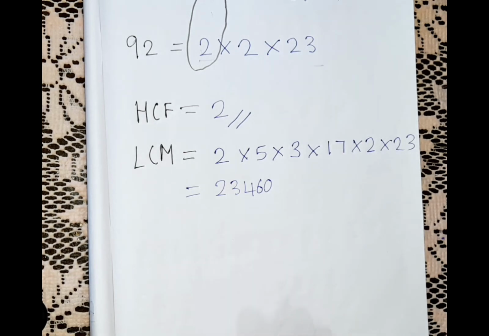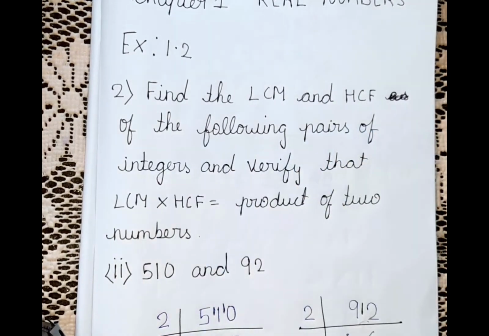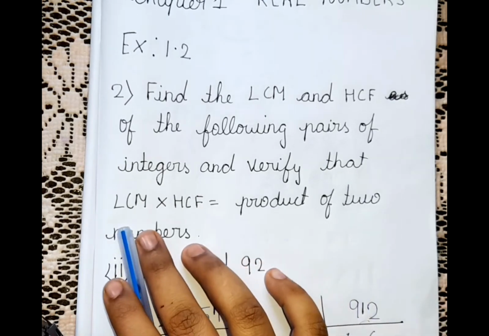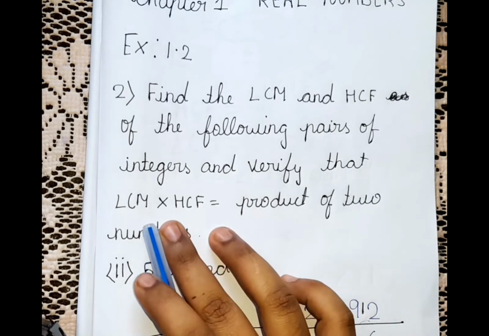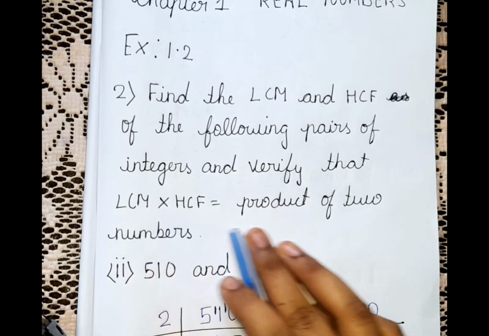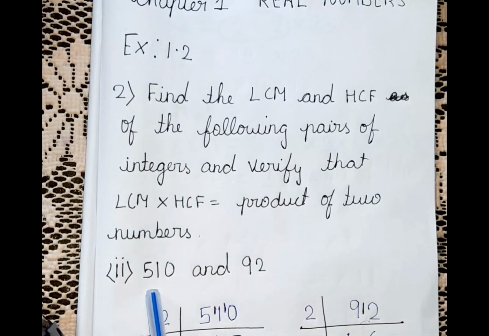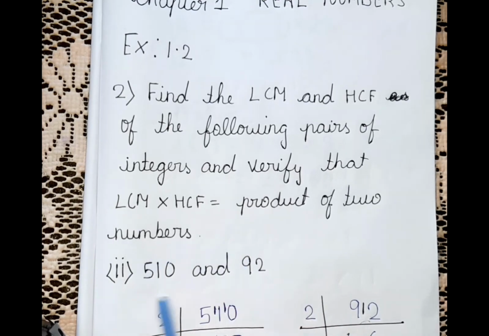Now, let's write LCM into HCF is equal to product of two numbers. After doing these things, we should verify that. So, we got a LCM, we got a HCF, but we don't know what is the product of two numbers. So, we take this 510 and 92 as the product of two numbers. So, we are taking the question itself as a product of two numbers.